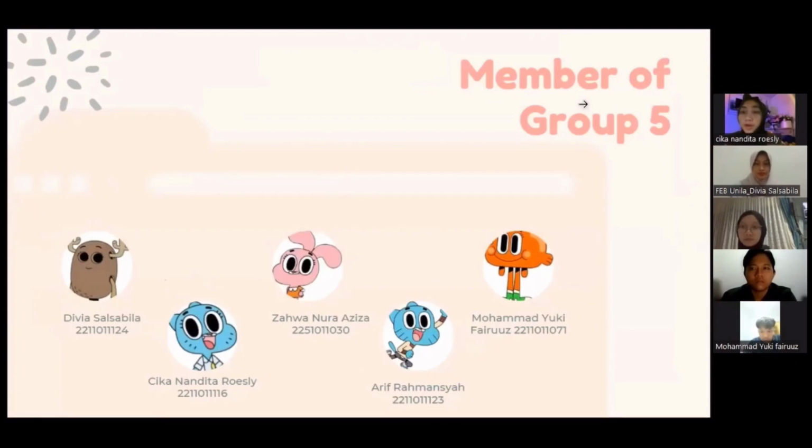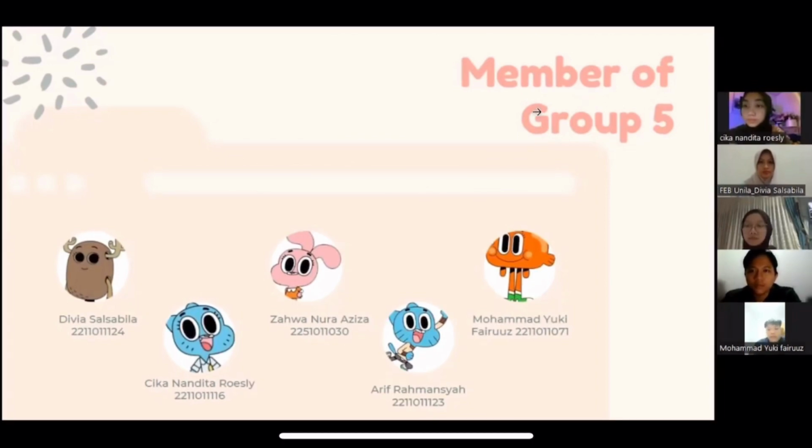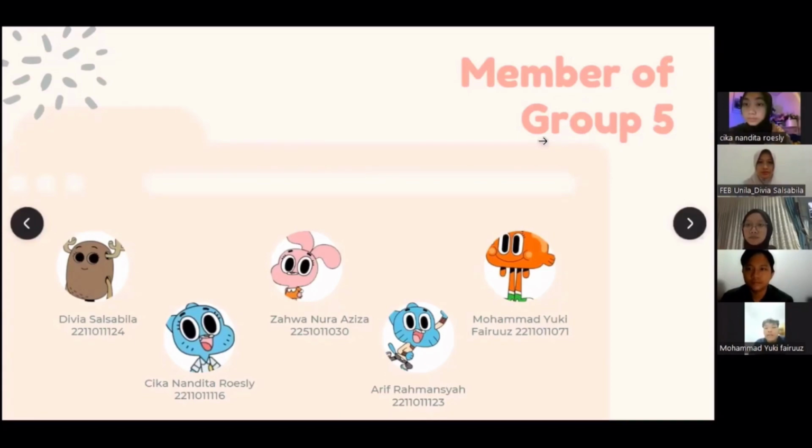And there are 5 members of our group. We're gonna introduce ourselves. Divia, you can introduce first. Okay, my name is Divia Salsabila with 3-digit last NPM is 124. And I'm Cika Nandita R with my 3 last digits of NPM is 116. My name is Zahwa Nura Aziza and my last 3-digit NPM is 030. My name is Arif Rahmansyah with my last 3 digits of NPM is 123. And my name is Mohammad Fairuuz with my last 3 digits of NPM is 071.